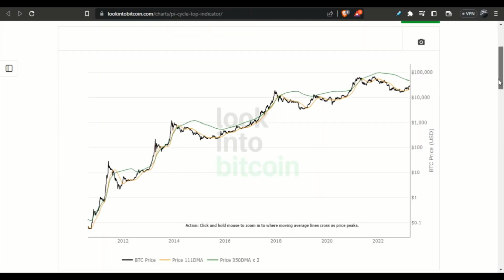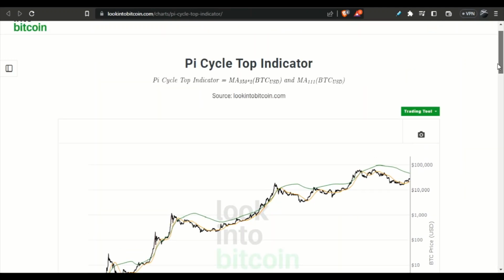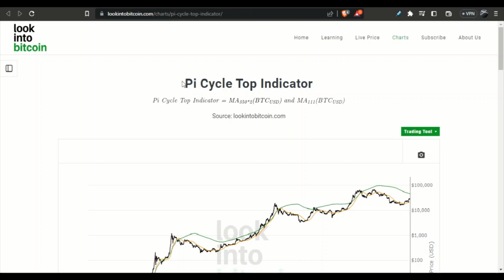So don't worry guys, I'll break it down to you on charts, and you'll understand exactly why this is called the pi cycle top indicator and how did it perform throughout history. So as we said, this has been very accurate in indicating tops of cycles.